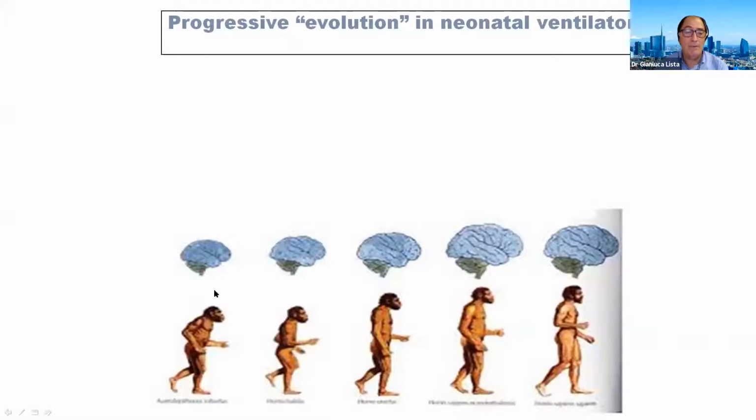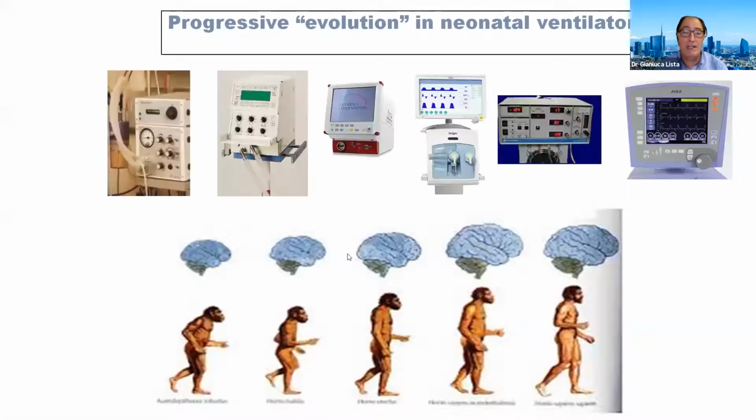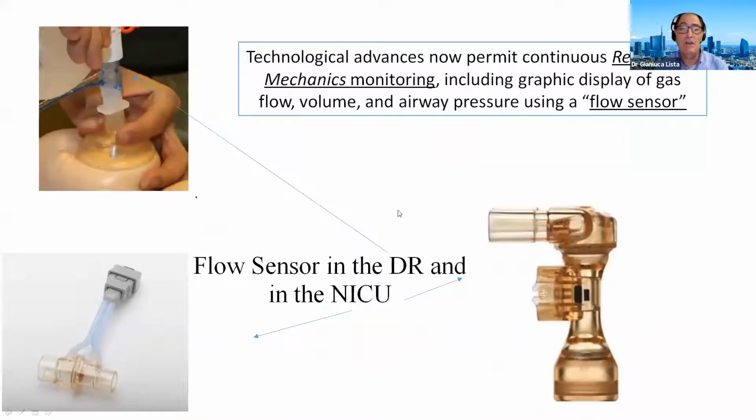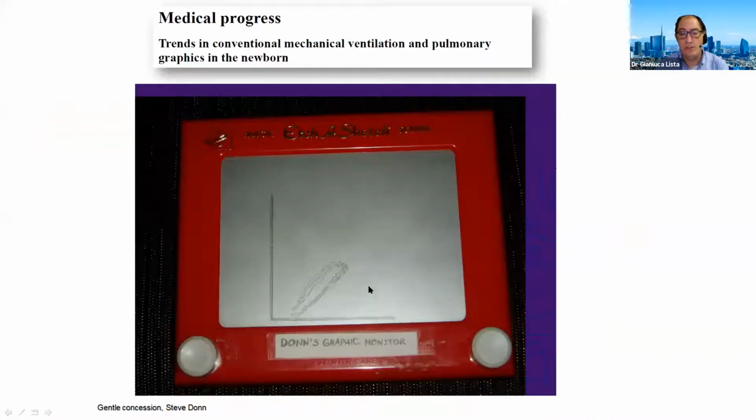We have assisted the progressive evolution of humanity and the progressive evolution of the ventilator. And thanks to the technology, actually, we can monitor continuously the lung mechanics of the baby during mechanical ventilation, thanks to the use of a flow sensor. And a flow sensor can be used in the delivery room and in the NICU in our respiratory circuit. This is a very old prototype of a lung monitor used by my friend Steve Dunn in the past.